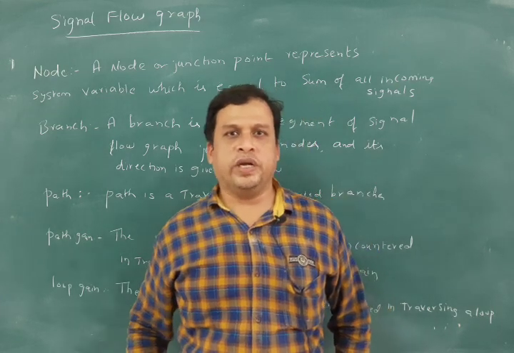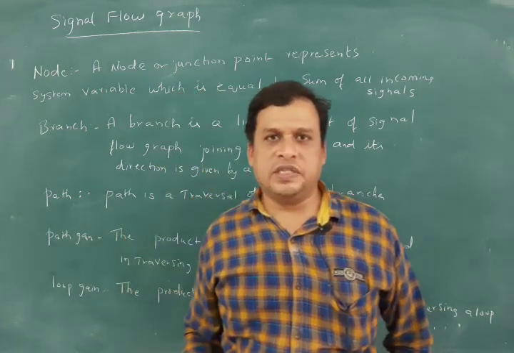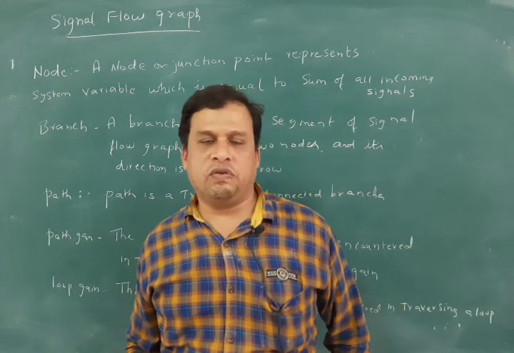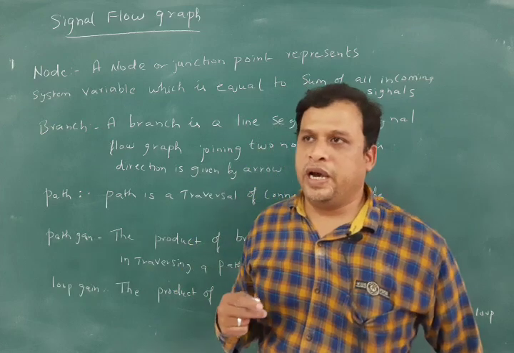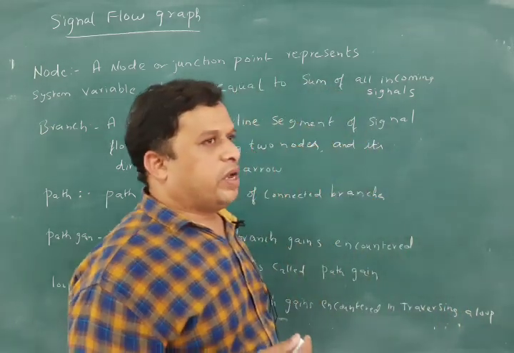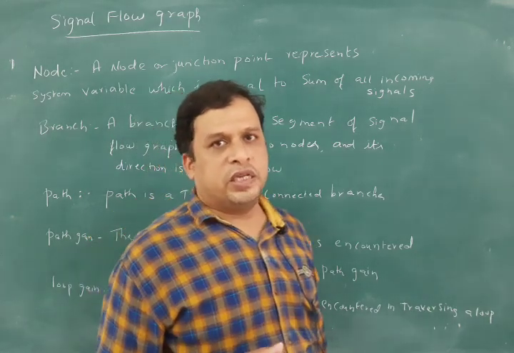Block diagram is a pictorial representation and signal flow graph is a graphical representation. So signal flow graph is a graphical representation of a particular block diagram, or a control system also. If you come here, we have to know some important points in the signal flow graph method.